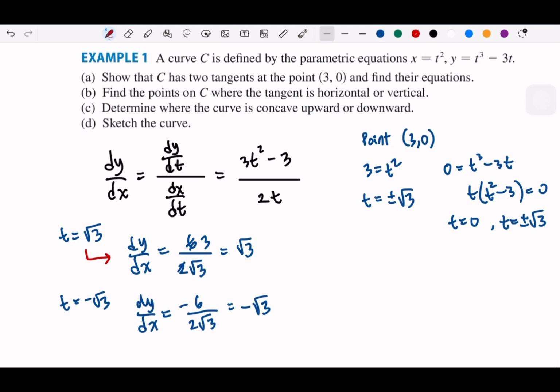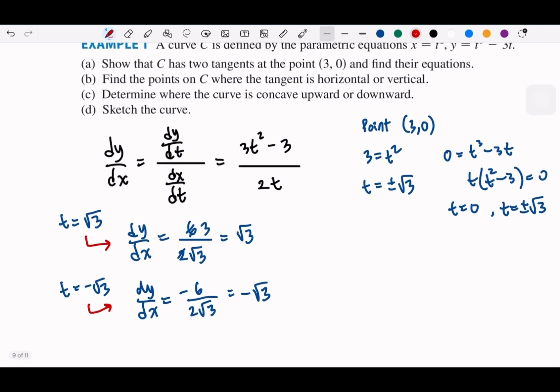And then for t equals 0, we don't really need that for the tangent because it will be undefined. So perhaps for the vertical or horizontal tangent, we need t equals 0. So first we have this. This is the tangent. So let me write here. This is the slope, right?